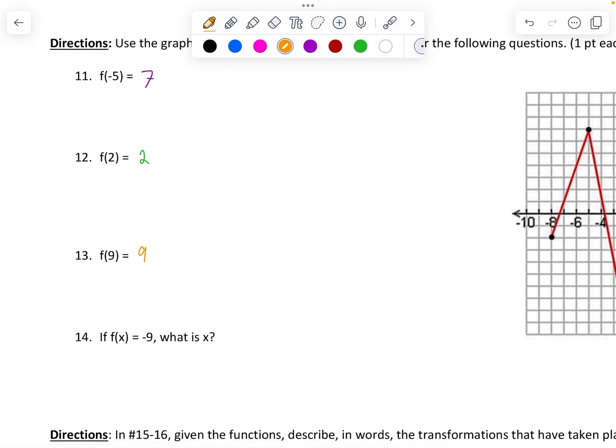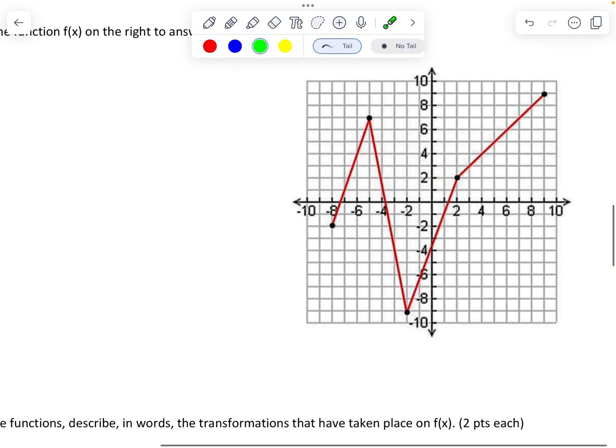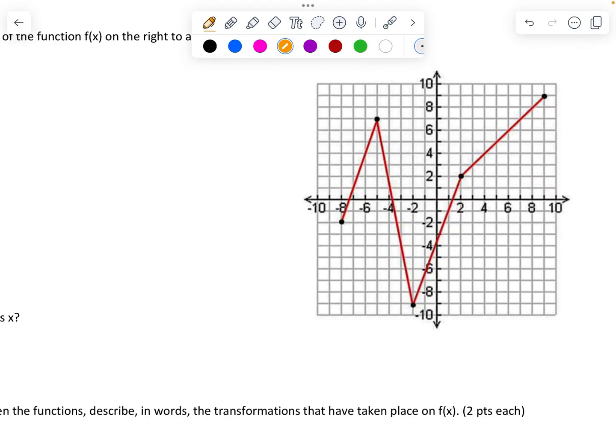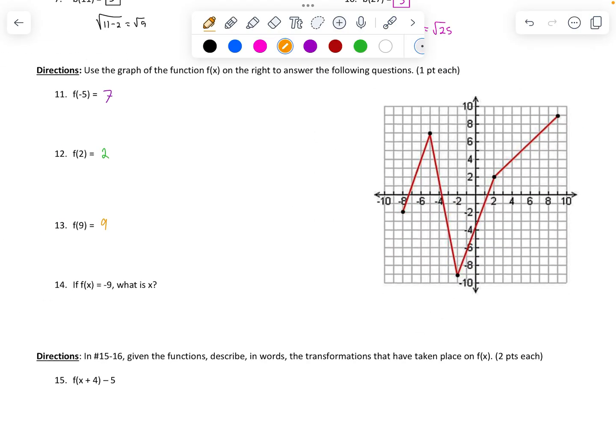And then finally, this is the y value. So find when y equals -9. This could have more than one answer. This graph doesn't, but it could, in theory. And our x is -2 and y is -9. So x equals -2 on this one.